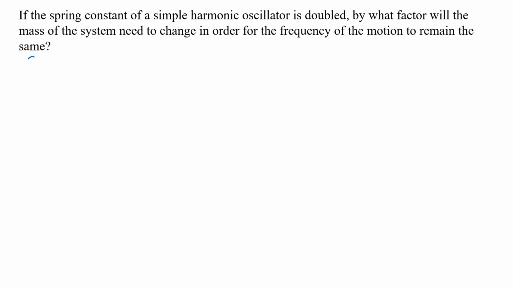Alright, so we are given K2 in terms of K1. It is 2 times K1, doubled. And the frequency is supposed to remain the same. So for the frequency to remain the same, by what factor must M1 be multiplied is the question asked. So M2 is going to be equal to N M1, and we are asked to find the factor N.